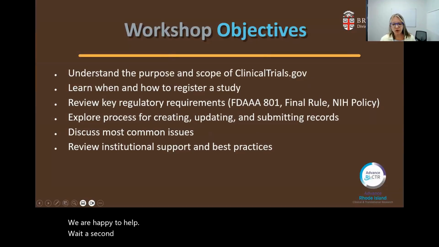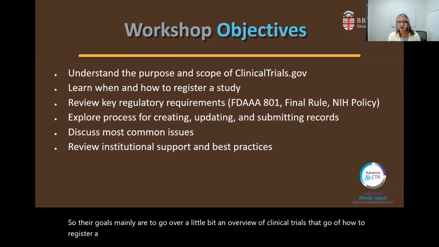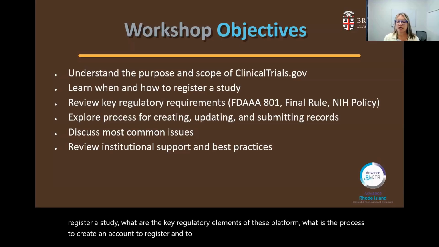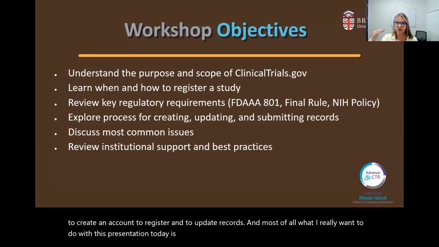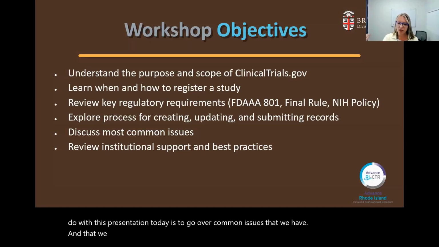So the goals mainly are to go over a little bit an overview of ClinicalTrials.gov, how to register a study, what are the key regulatory elements of this platform, what is the process to create an account, to register, and to update records. And most of all, what I really want to do in this presentation today is to go over common issues that we see every day.